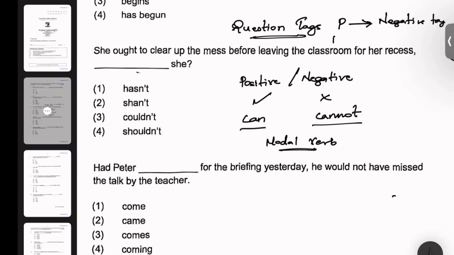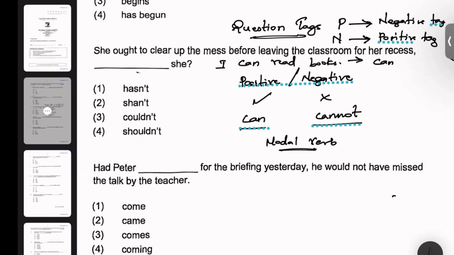And vice versa. So if there is a negative modal verb that is used in your question, your answer will have a positive tag. If I say, "I can read books," the question tag will be, "can't I?" Now, looking at this, I hope you would have clearly understood how to select the answer for question tag based questions. Now let's do this question.